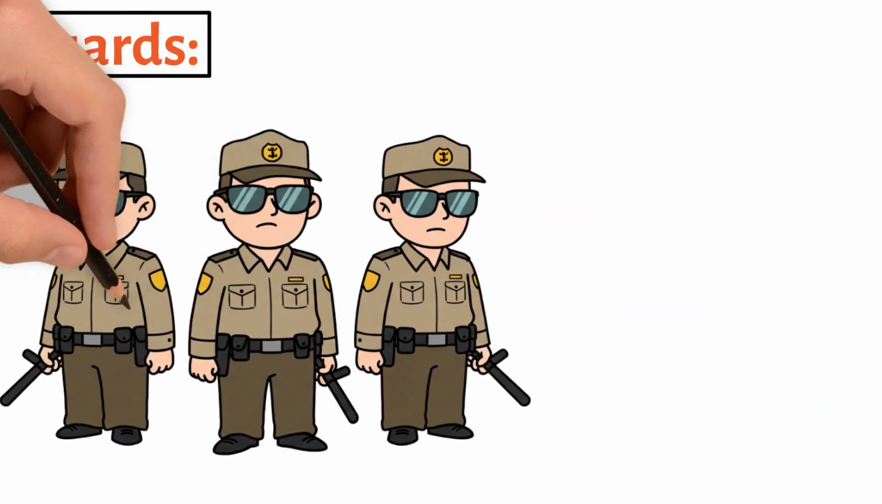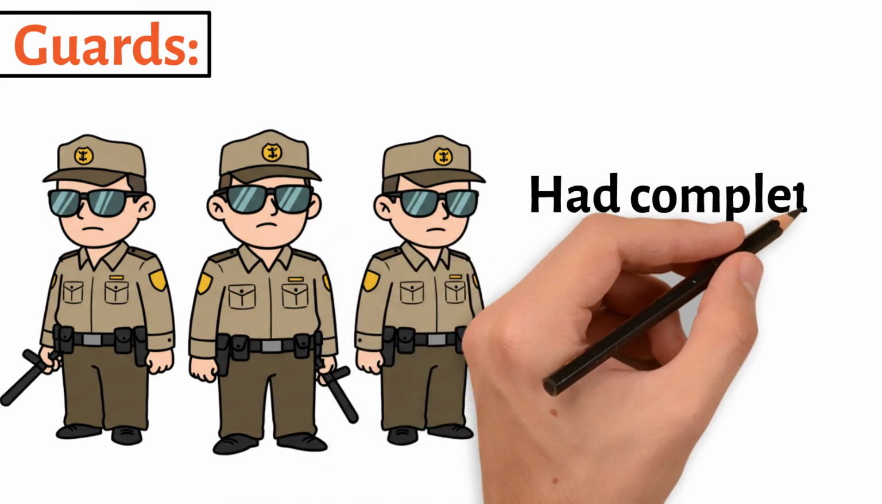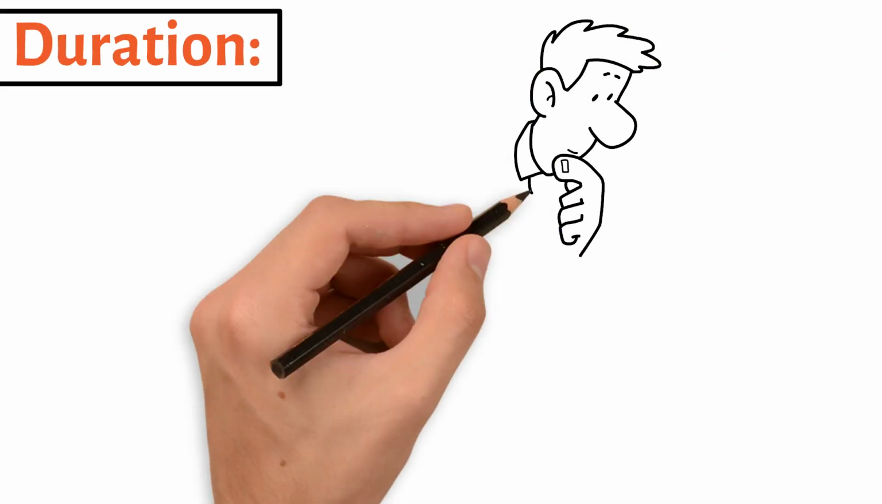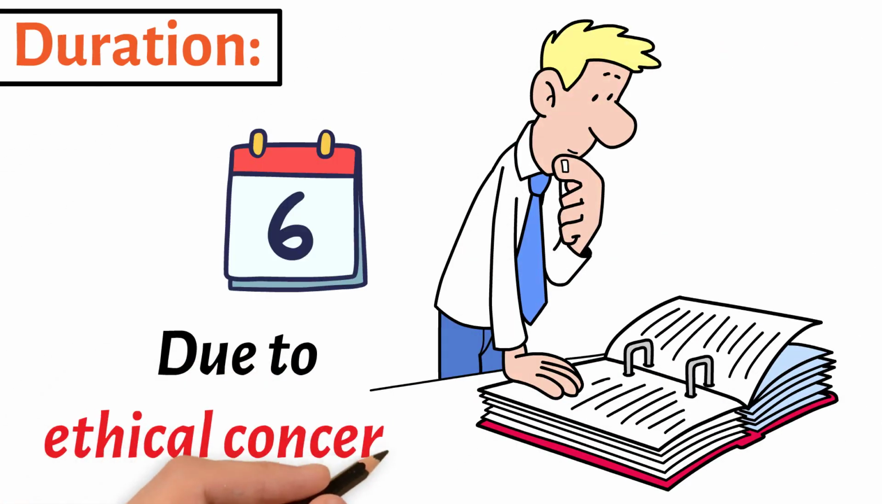Guards wore khaki uniforms, reflective sunglasses to prevent eye contact, and carried batons. Had complete control over the prisoners' daily routines. Duration. The study was planned to last 2 weeks, but was terminated after 6 days due to ethical concerns.